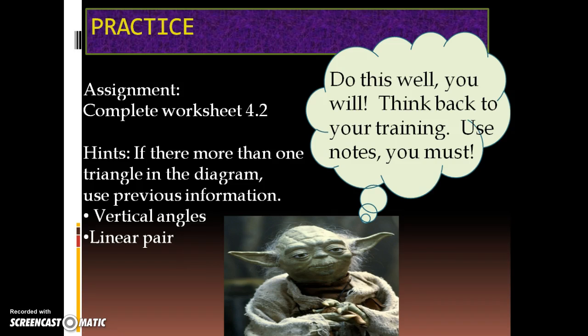All right, your turn. Go ahead and complete worksheet 4.2. Hints: if there is more than one triangle in the diagram, use the previous information. Vertical angles and linear pairs may also help you. Follow what Yoda says, and you'll do just fine.